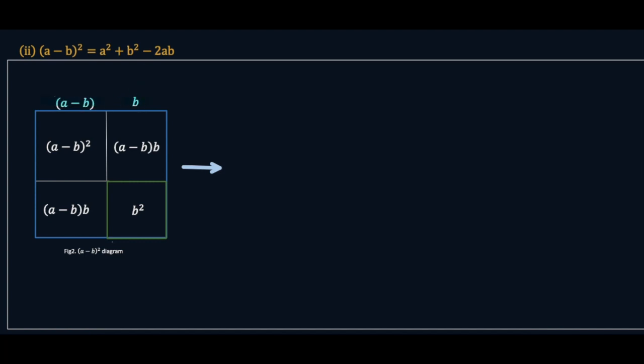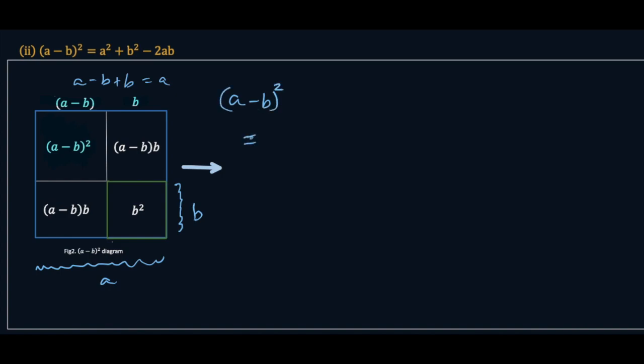If I add these two, this becomes a-b+b, which is equal to a. So this entire side is of side a, this side is b. Now I want to calculate the area of the middle square. So I'll just highlight that area. I want to calculate this area. So to calculate this area, we need to calculate (a-b)².